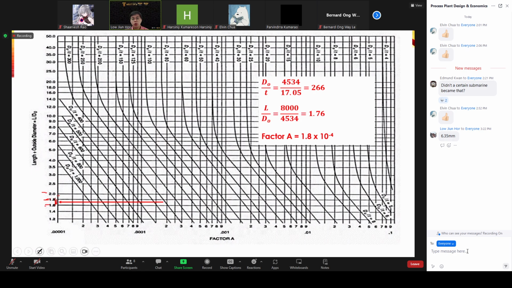D naught over T, 266. Where is 266? Between 250, the curve here, and also 300. So that means between the point here and also the point here. So from the horizontal line here, you try to interpolate again to see where is your 266. Once you already identify the location of 266, then you proceed to draw a vertical line down to get your factor A here. In this case, I know my factor A is 1.8 multiplied with 10 power of negative 4.